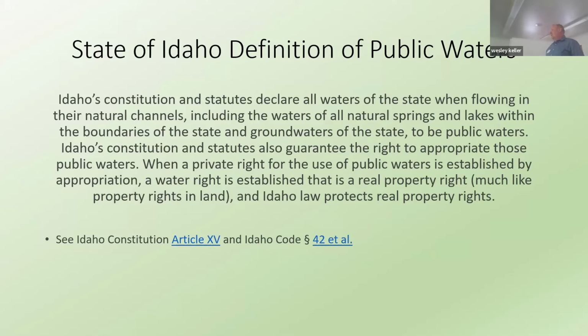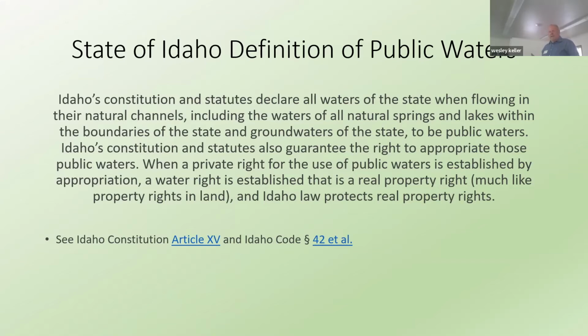The Idaho Constitution and statutes declare that all waters of the state flowing in natural channels, including waters of natural springs and lakes within their boundaries, and the groundwaters within the state to be public waters. The Idaho Constitution and statutes also guarantee the right to appropriate these public waters. And when a private right for use of public waters is established by appropriation, the water right is established and it is real property similar to land ownership. And Idaho law protects those property rights.